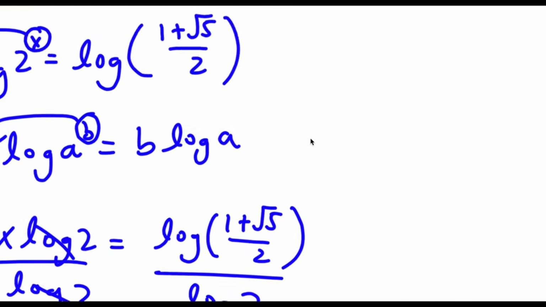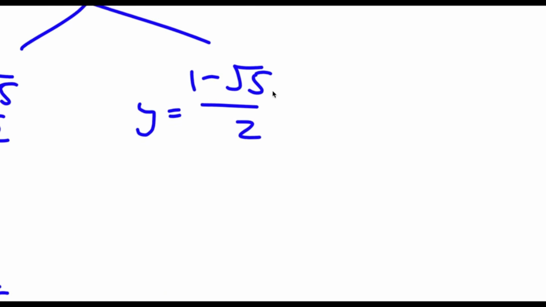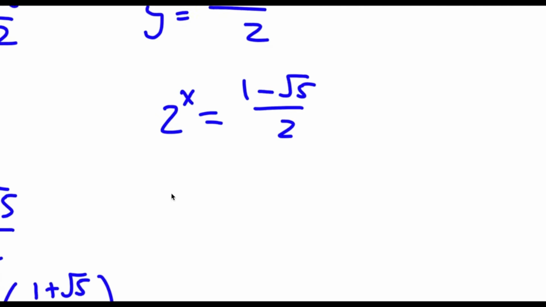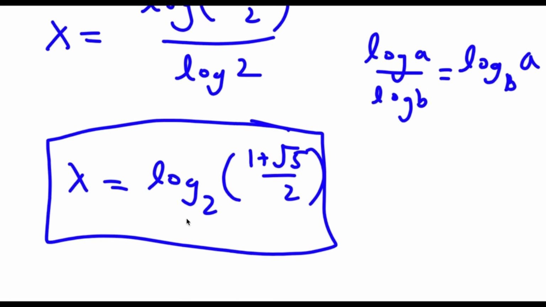Now, remember how there was another solution. If y is equal to 1 minus the square root of 5, then I have 2 to the power of x is equal to (1 minus the square root of 5) over 2. However, 1 minus the square root of 5 is going to be negative. And this means that 2 to the power of x has to equal a negative number. And you can't take the power of a positive number and make it a negative. So this has no solution. So our only solution is x is equal to log base 2 of (1 plus the square root of 5) over 2.